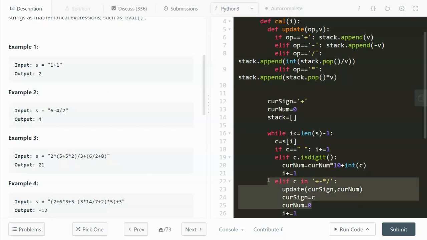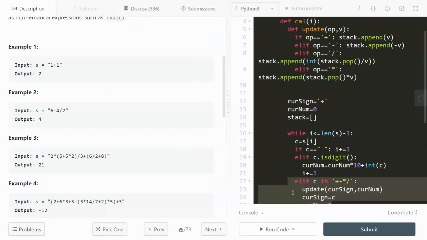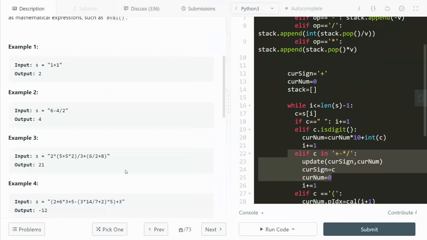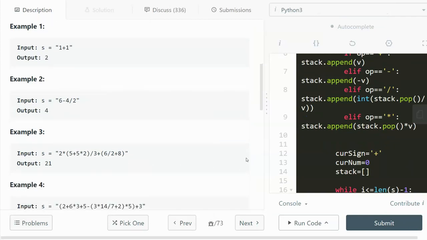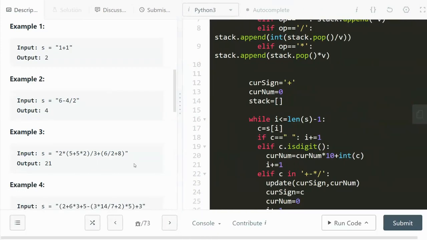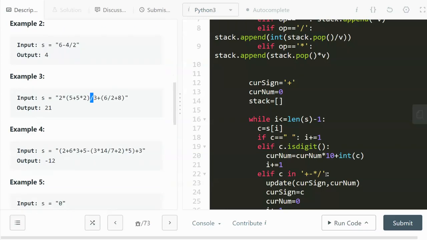Essentially, what is going on is, I spent quite a bit of time to understand how this works, but bear with me. I'm going to try my best to explain. So for example, when we come across a times sign or a divide sign, right? We're gonna do everything that comes before that. Okay, so I think this may not be the best example to explain.